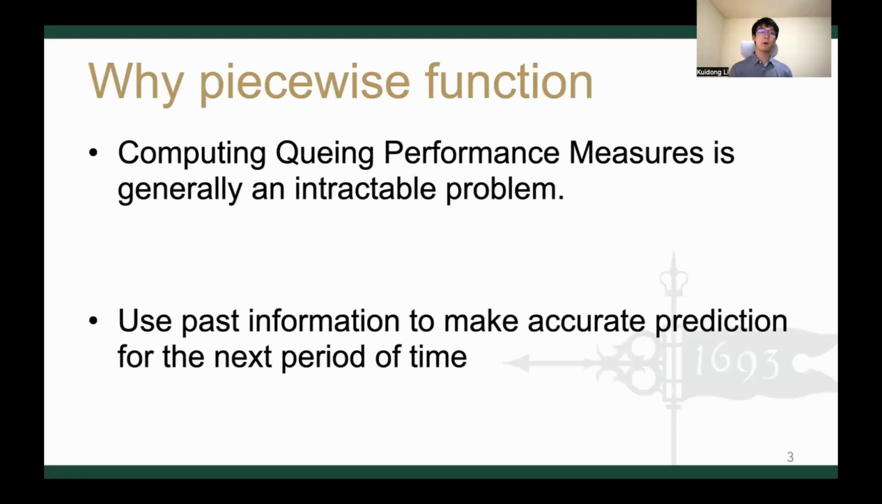The reason why we want to generate a piecewise function is that computing the queuing performance measure, as we said, is generally an intractable problem, meaning that it is pretty hard to solve in mathematics. So the best we could do is to use past information we obtained to make an accurate prediction of the next period of time.